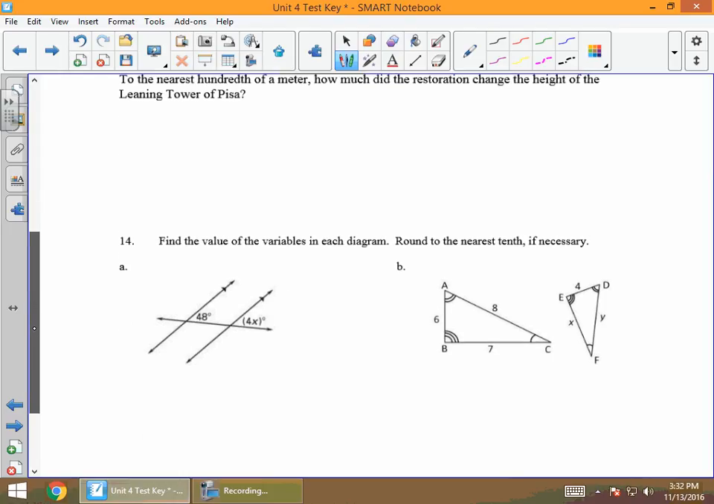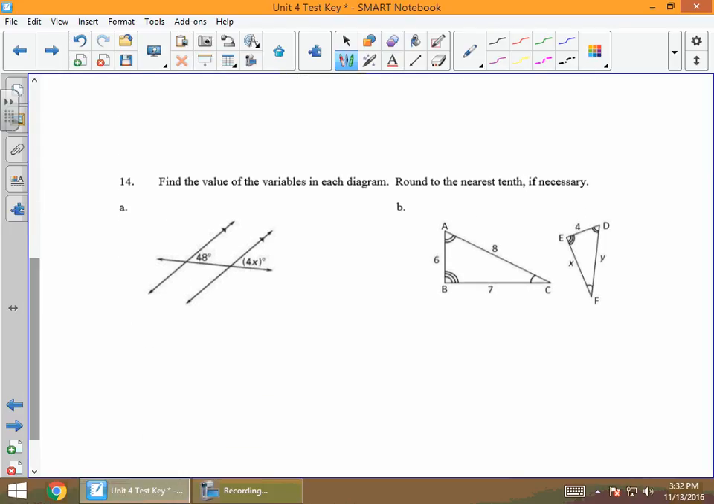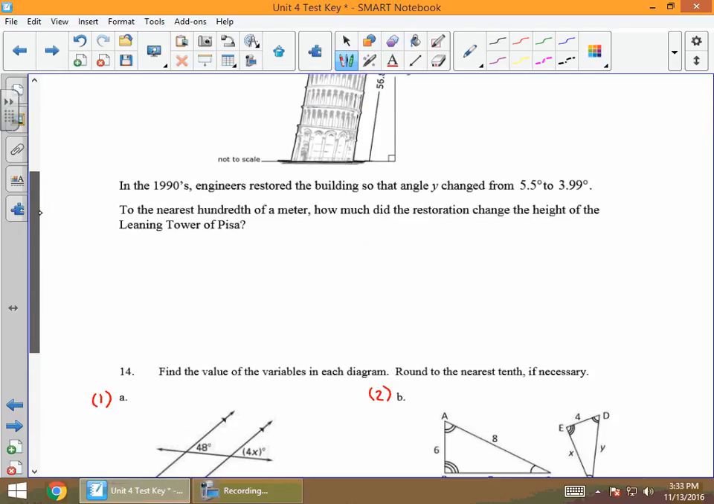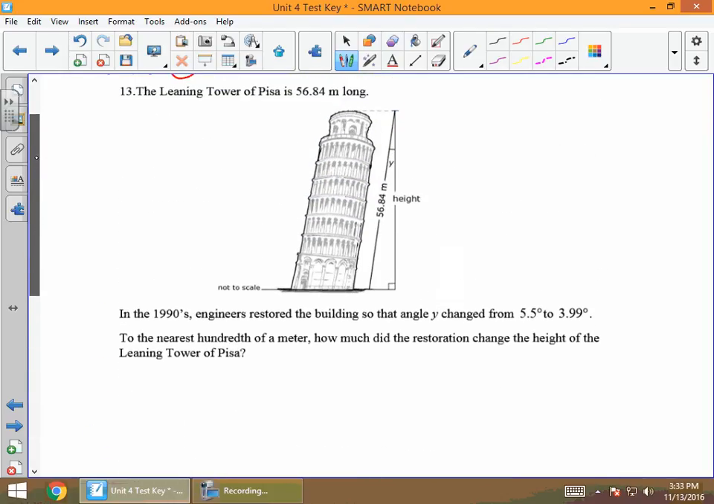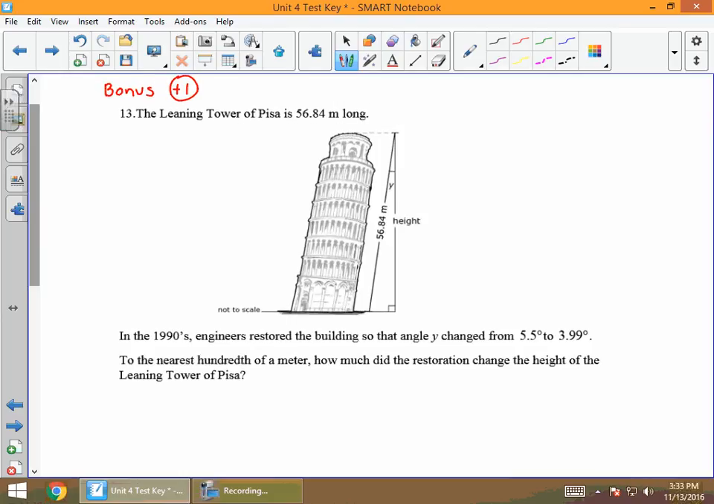And then I have question 14, which has an A and a B, which are both review questions. Part A is worth 1. And part B is worth 2. So this page is only out of 3 points, but you could have gotten 4 if you would have gotten the bonus correct as well.